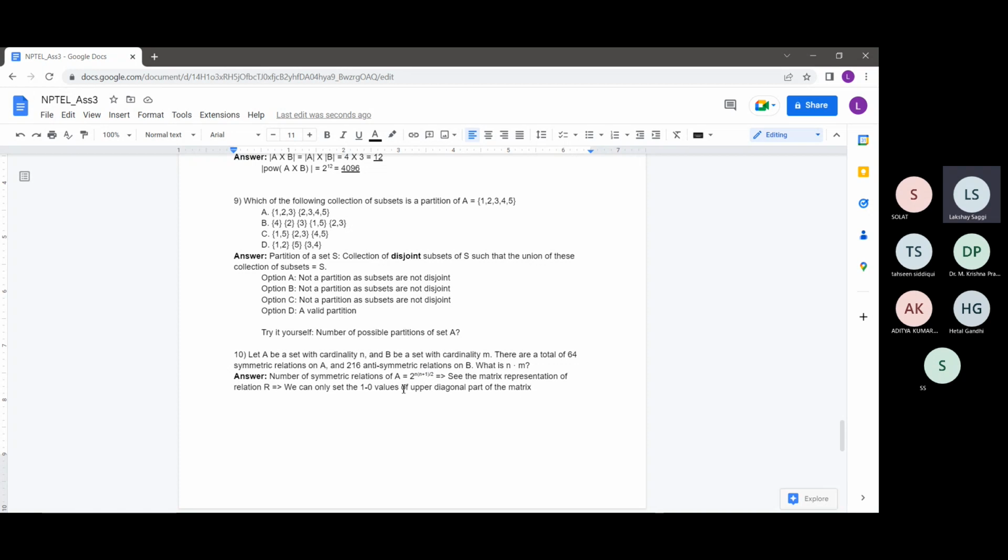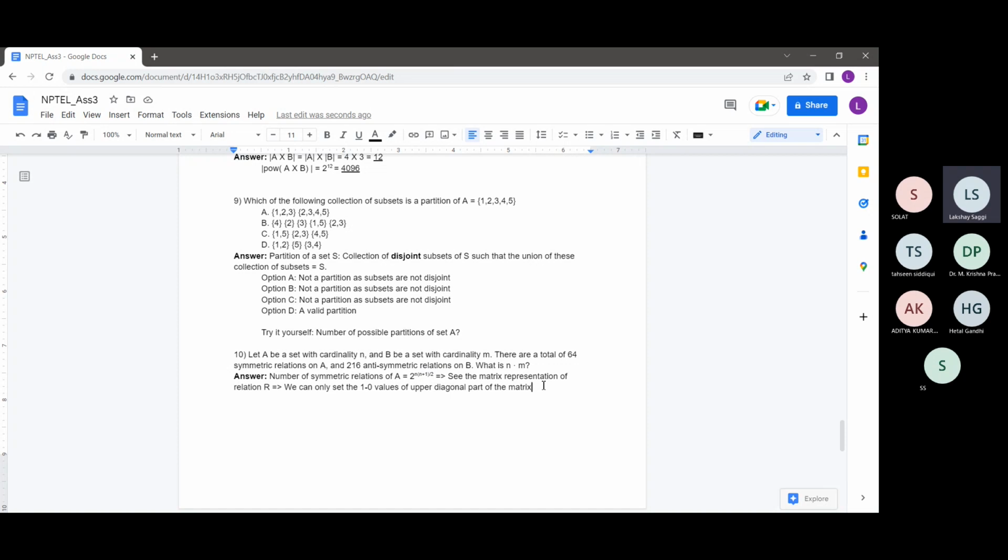So if we set the values of the upper diagonal part, then the lower diagonal part's values will be equal to the upper diagonal part itself, right? So the degree of freedom is basically we can set the values 0 and 1 along the diagonal and the values above the diagonal only.